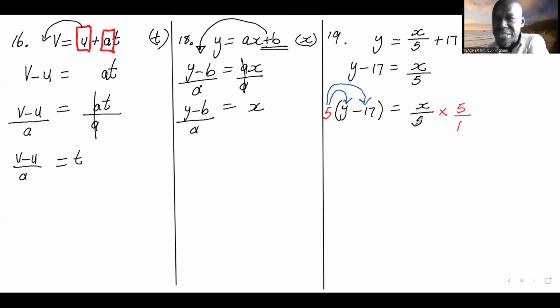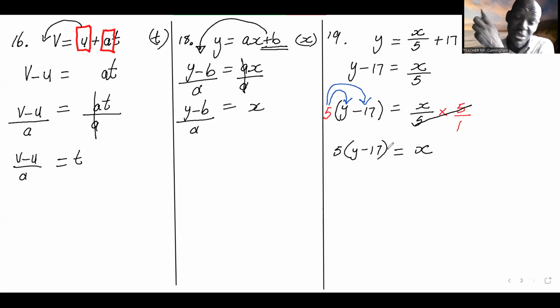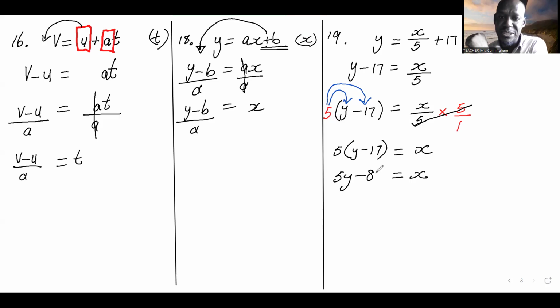So remember your 5s cancel and it leaves you with x here. Now you could leave the answer as 5 into y minus 17. But I remember having a discussion while marking CXCs some time ago, and the discussion was, should a student simplify? It's good to know how to simplify. So 5 by y and 5 by 17 is 85. So x is equal to 5y minus 85. Any questions?